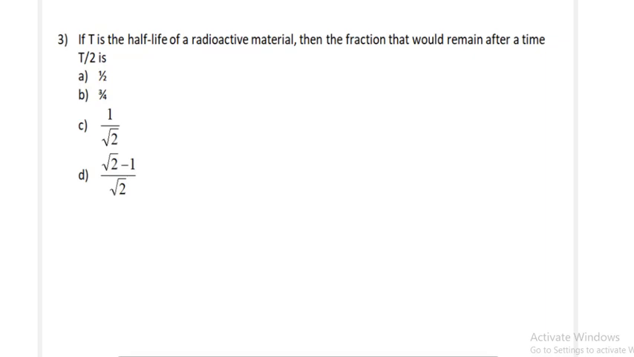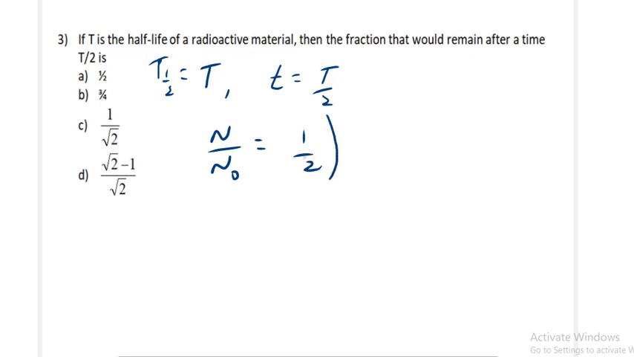So next is question number 3. If T is the half-life of a radioactive material, then the fraction that would remain after time T by 2 is? So we are given two things. One is the half-life, t half, which is equal to capital T, and after some time t, how much fraction remains. This is given as T by 2. We need to find n upon n0, and we know the formula: it is equal to half raised to t upon t half.